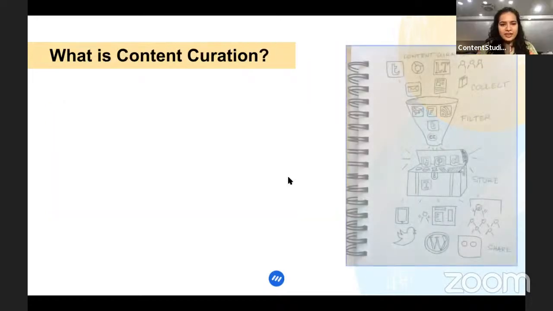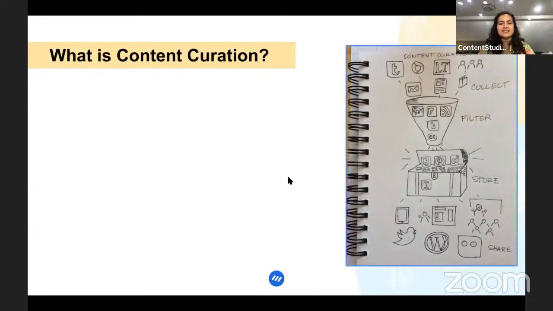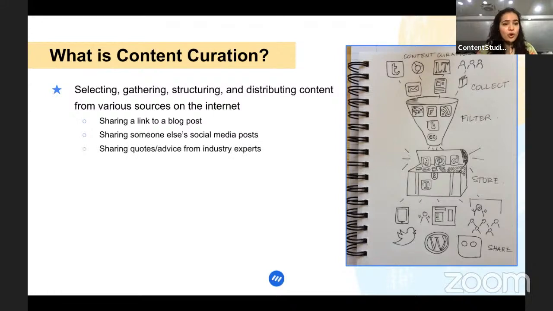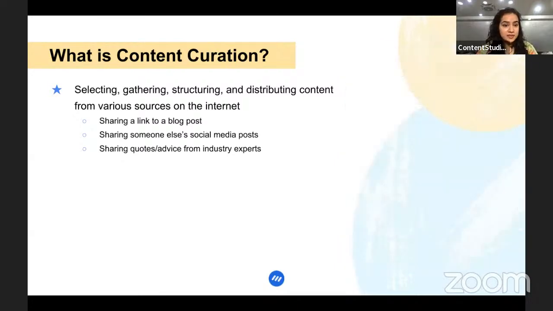So let's get right to it. So first of all, what is content curation? On the right, you can see a really cute drawing of what exactly content curation is. Content curation is basically selecting, gathering, structuring, and then distributing content from various sources on the internet. And these can be various sources, like here it says you can be sharing a link to your blog post, or maybe sharing someone else's posts, or even quotes and advice from industry experts. It doesn't have to be something specific.